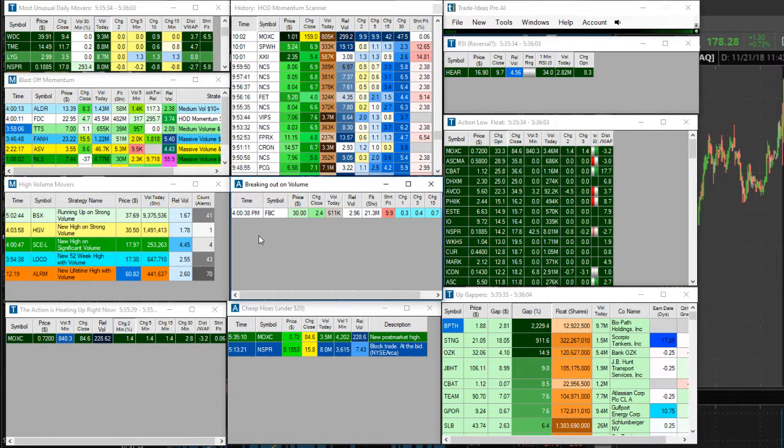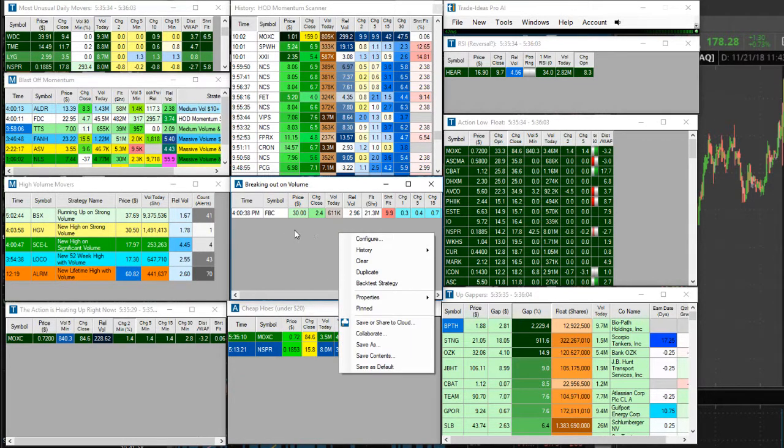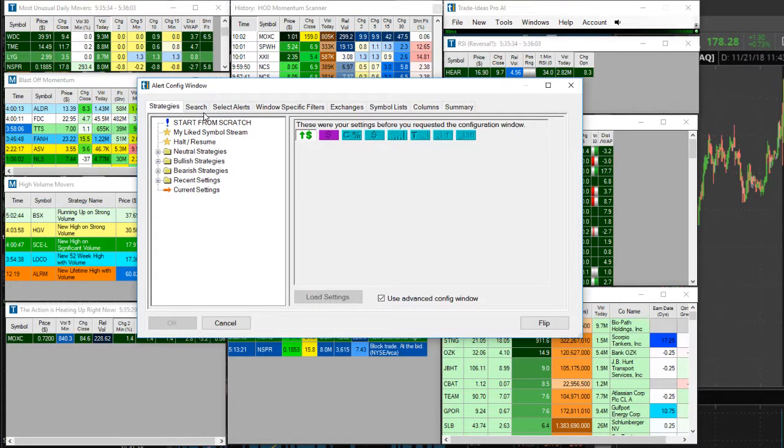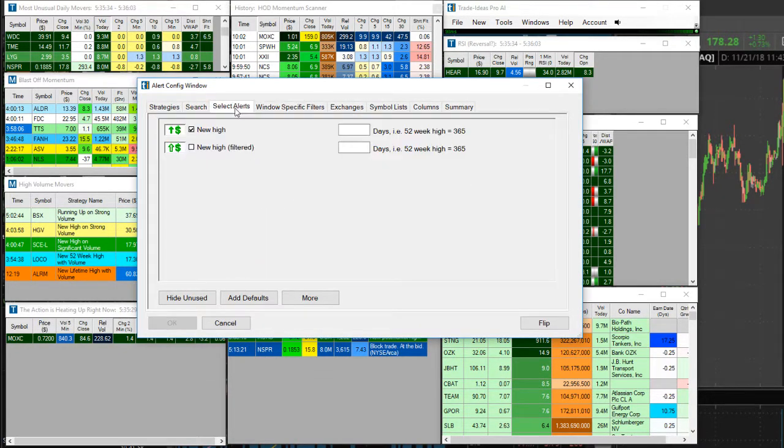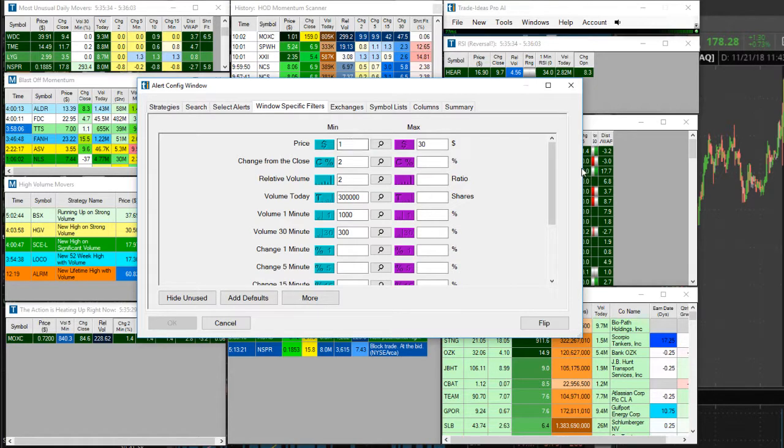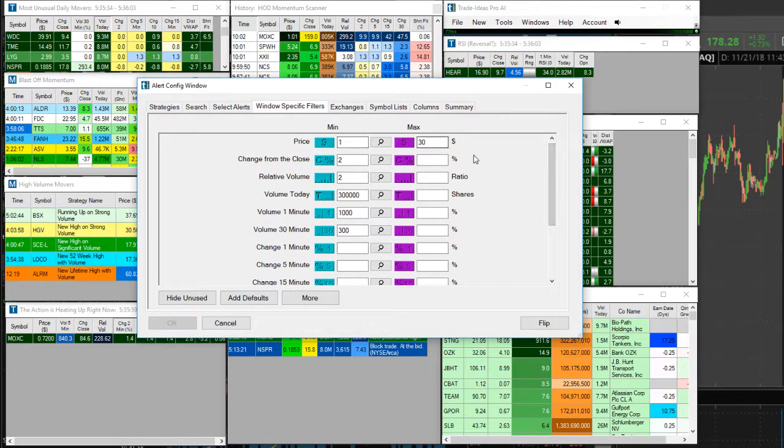All right, the next one here is breaking out on volume. That's very self-explanatory. We can go to configure so you can see it. I get alerted when there's a new high. It's $1 to $30, change from close 2%.